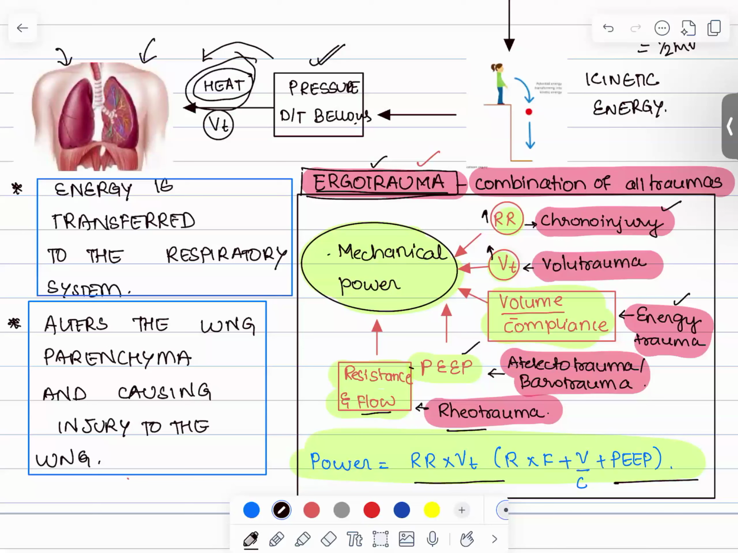Okay. So there is something called ergotrauma. Ergotrauma is nothing but the amalgamation of all the traumas. We should also emphasize that an increase in respiratory rate per se can also cause injury. That is called chrono injury. And volutrauma is caused by high tidal volume, then there is energy trauma, and rheotrauma, that is nothing but the resistance and the flow, and PEEP can cause barotrauma. High PEEP can cause barotrauma.